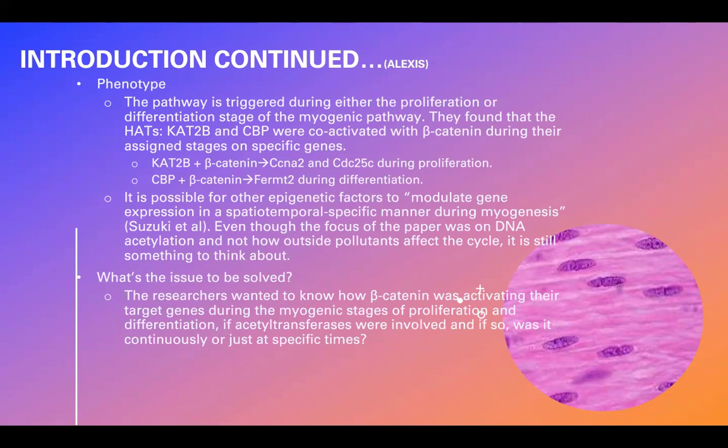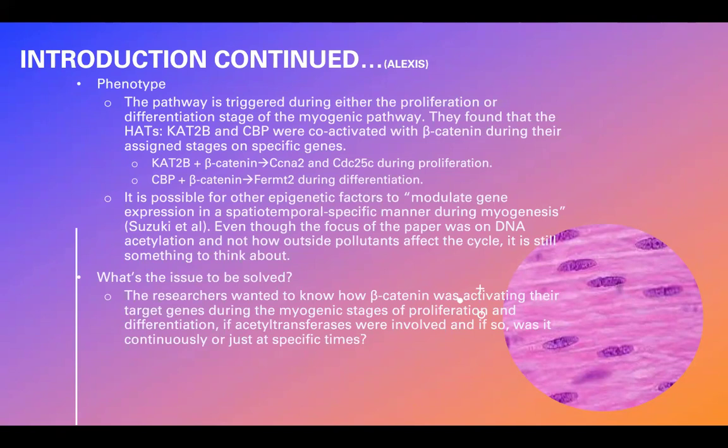So it is possible for other epigenetic factors such as pollutants and toxins to find their way into our cells. They could potentially disrupt our WNT beta-catenin signaling, affecting the expression of myogenic proliferation and differentiation, or, as we have learned in other papers, the deregulation of the WNT and beta-catenin signaling pathway can potentially lead to cancer and non-cancer diseases.